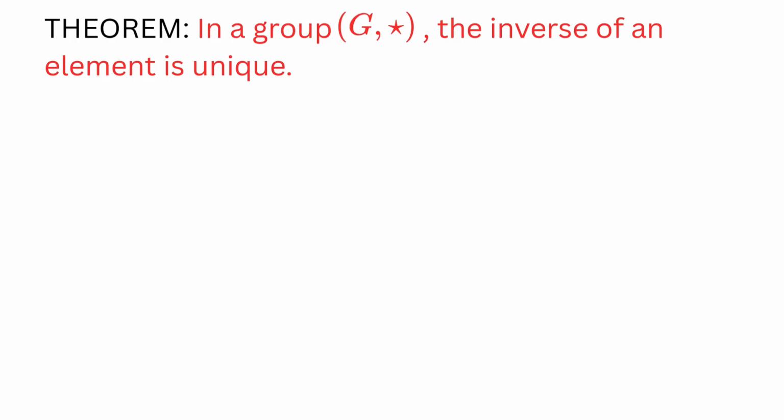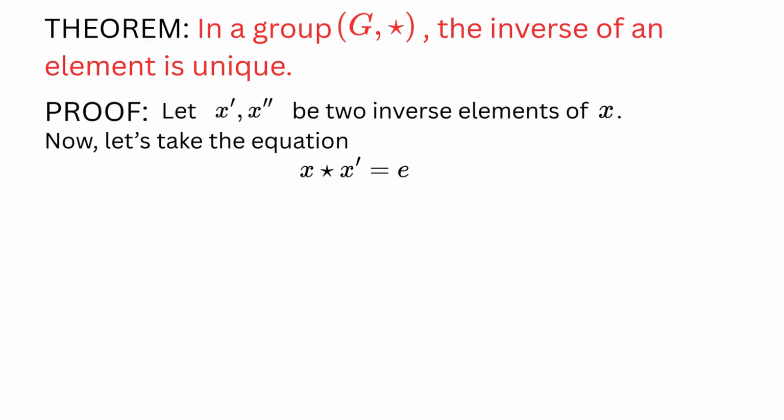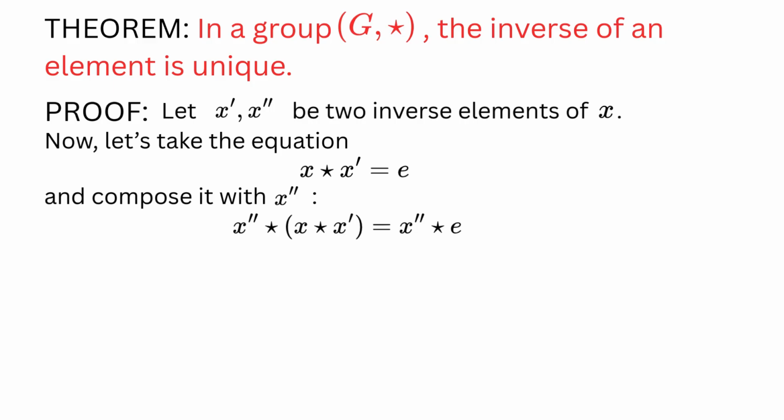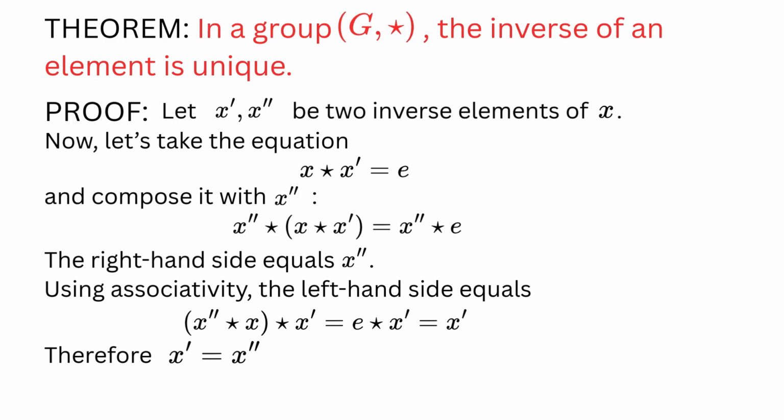Here is our first theorem. In a group, the inverse of an element is unique. To prove it, let x prime and x double prime be two inverses of x. Now, let's take the equation x star x prime equals z and compose it with x double prime from the left. The right-hand side is x double prime. Using associativity, the left-hand side is equal to x prime. Therefore, x prime equals x double prime, and there's only one inverse.